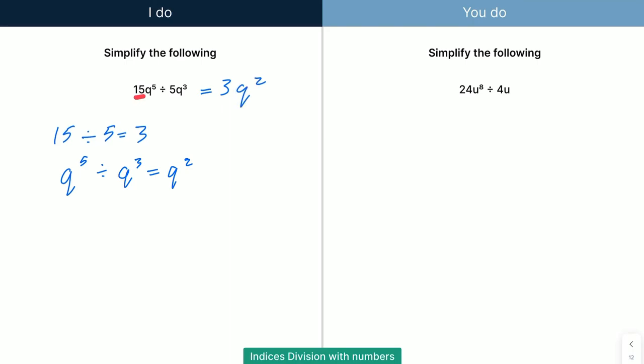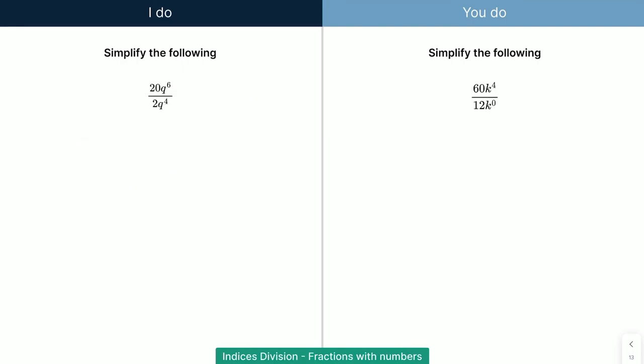So we look at the numbers. 15 divided by 5 is 3. And then q to the power of 5 divided by q to the power of 3. Well, you just subtract the two indices, and that gives you the answer there. So again, hopefully you've pressed pause and had a go at this. So 24 divided by 4 gives us 6. And then u to the power of 8 divided by u to the power of 1 just becomes u to the power of 7.